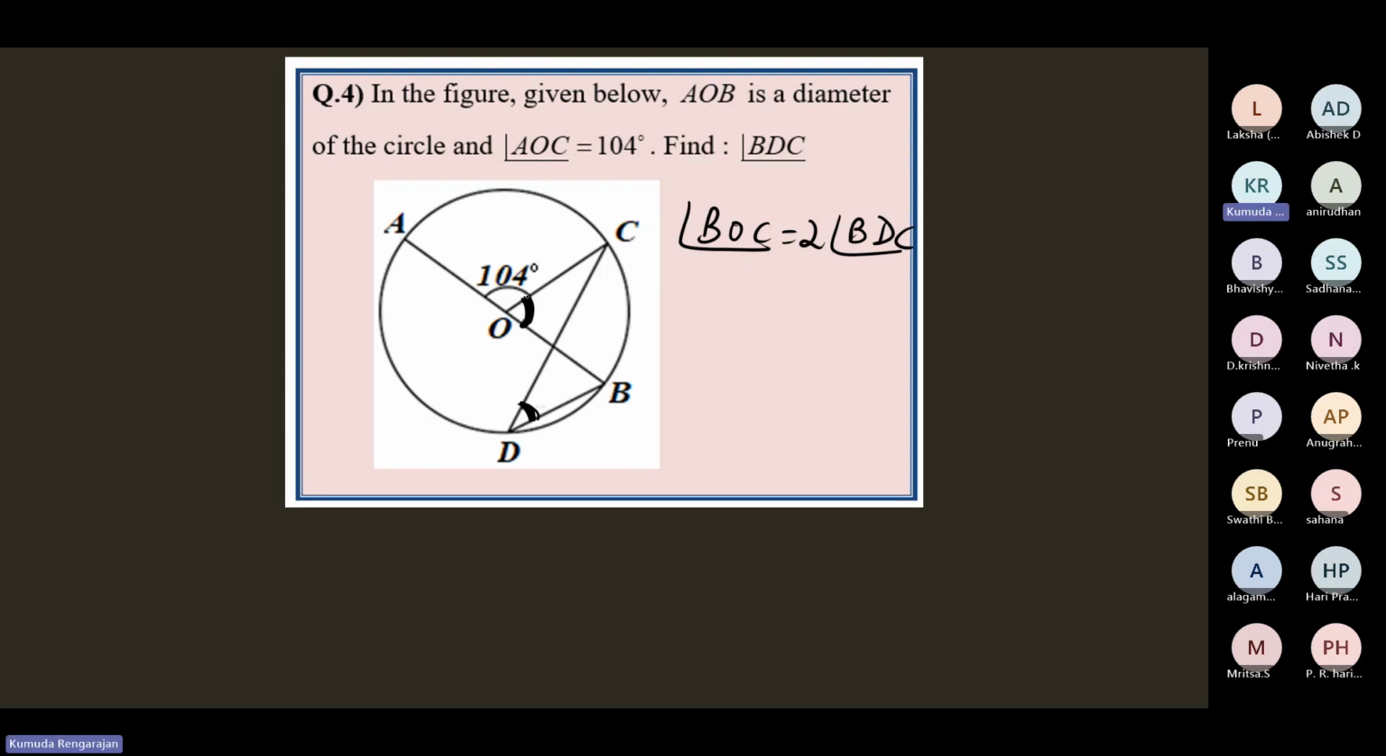Now, how much is this one? A linear pair, 180 minus 104. This angle is not given, but you can find it by linear pair. So this is 76. So 76 is equal to twice angle BDC. Substitute in the correct places. Angle BOC is 76, is equal to twice BDC. So BDC is equal to 76 by 2, 38 degrees.